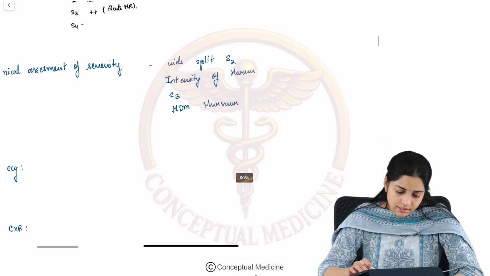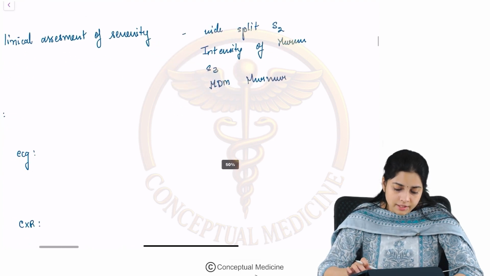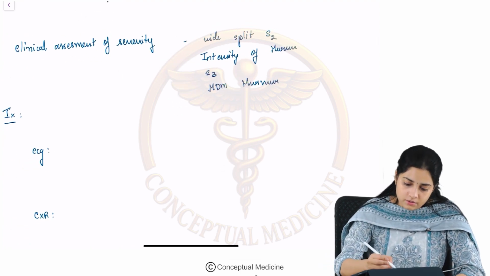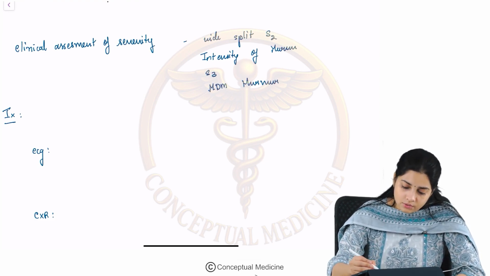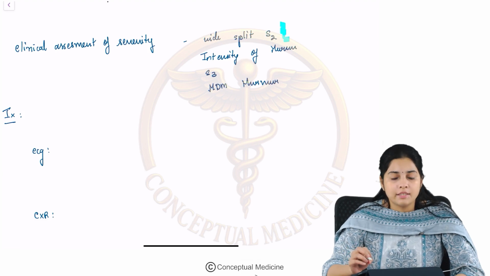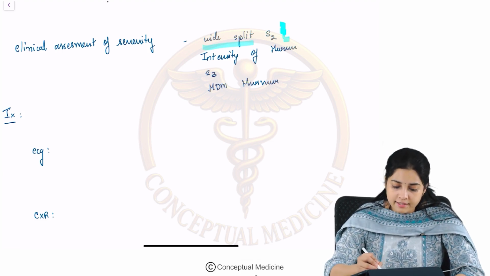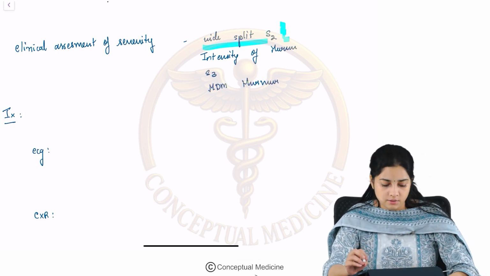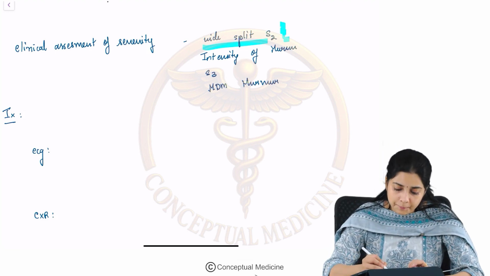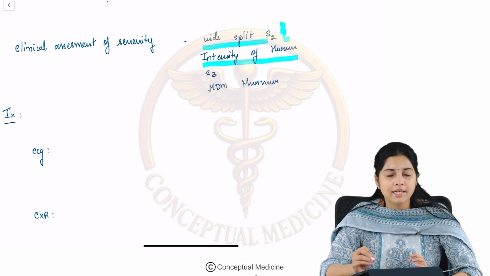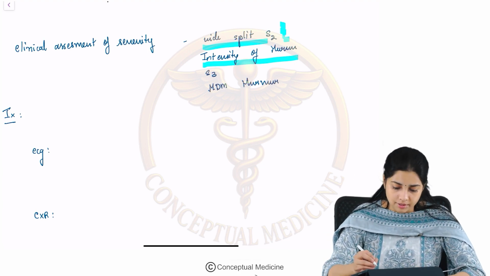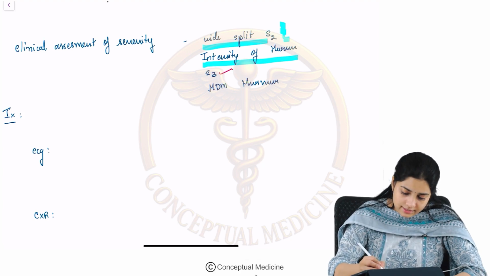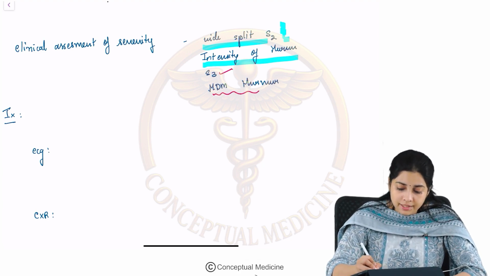Now let us look at the clinical assessment of the severity of the murmur. So the severity of the murmur basically depends on the following things. If there is a wide split S2, it means that it is already a severe MR. Unlike the MS, the severity of the MR is determined by the intensity of the murmur, the presence of an S3, or the presence of an MDM murmur.